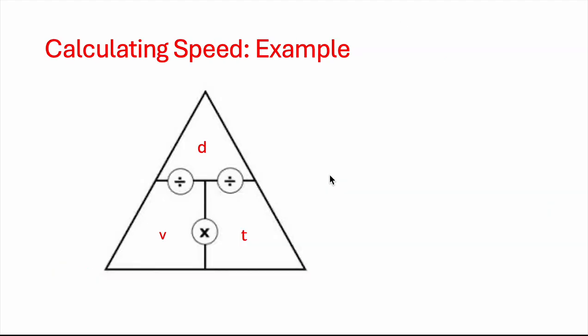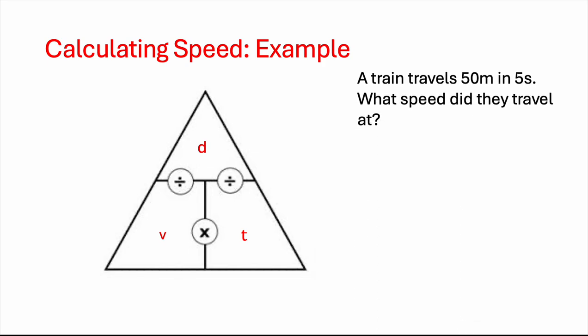So, first one here, we're going to be given a question which is: a train travels 50 meters in 5 seconds. At what speed did it travel? Go and take a second to try that using the triangle which is on the screen. Now we're obviously going to be using our equation here. Speed equals distance divided by time. We know the distance is 50 and the time is 5, and therefore our speed is going to be 10 meters per second.